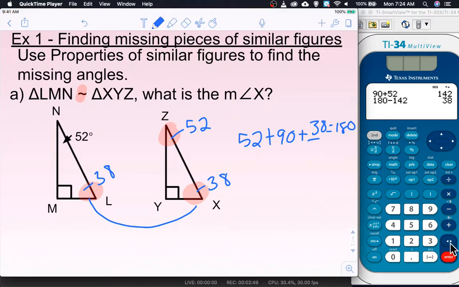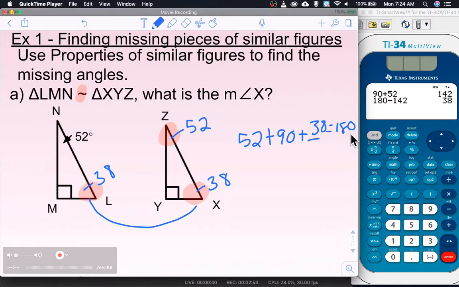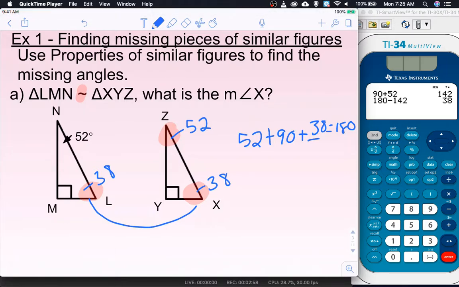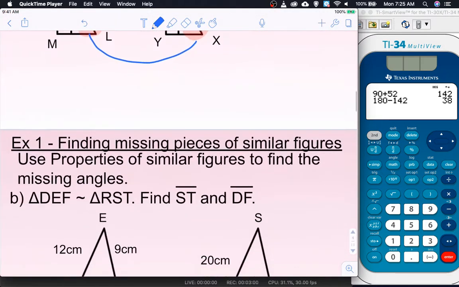That was fairly straightforward. It's just finding missing pieces. Triangles add up to 180 degrees. Rectangles add up to 360. That's pretty much all you need for angles.